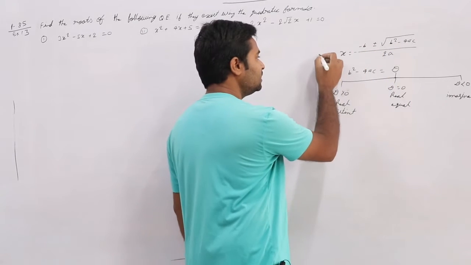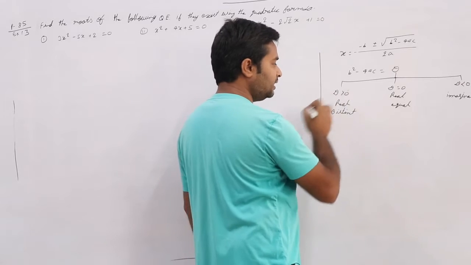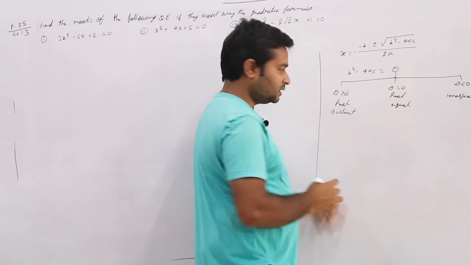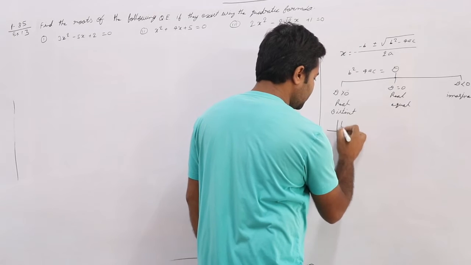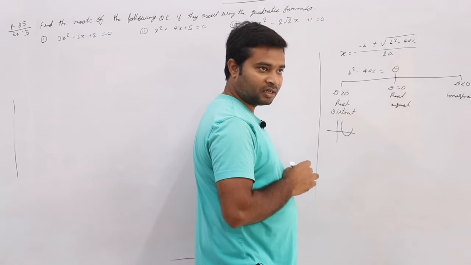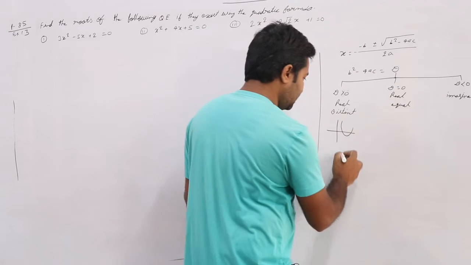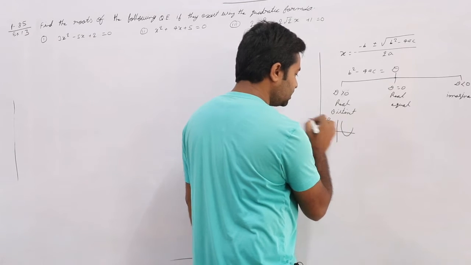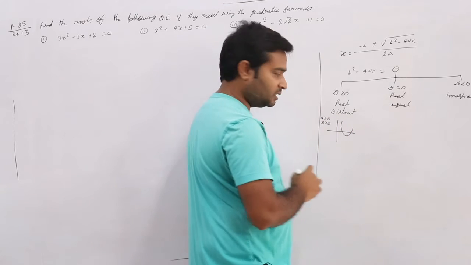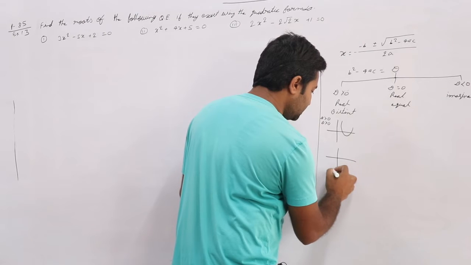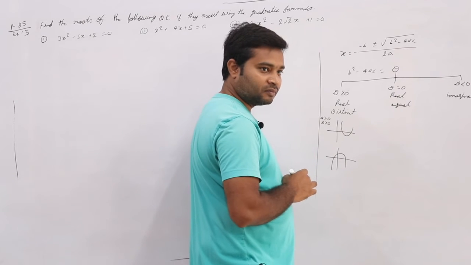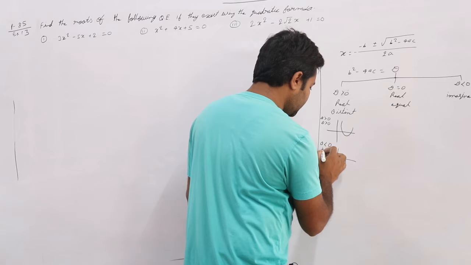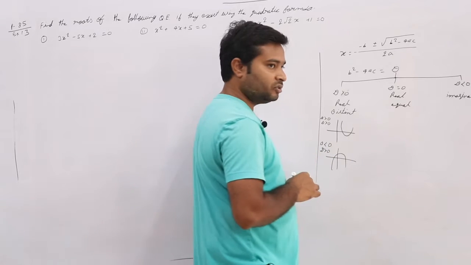The other thing I told here: if roots are real and distinct, the graph will be cutting at two places. This happens when a is more than 0 and d is also more than 0. Then I told you the graph can be in this format. Correct. Also when a is less than 0 and d is more than 0.